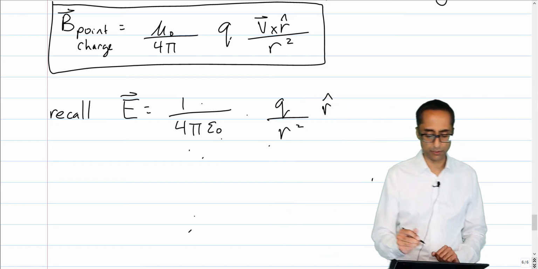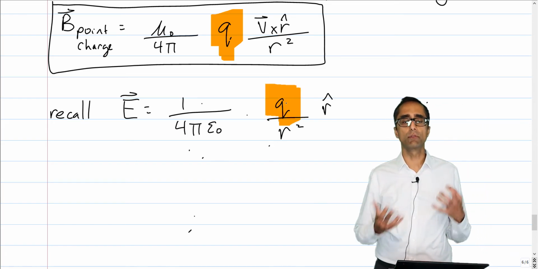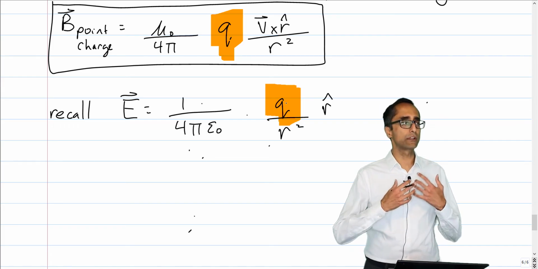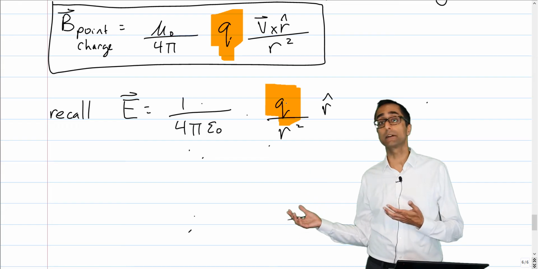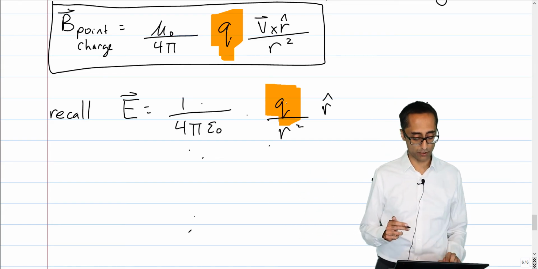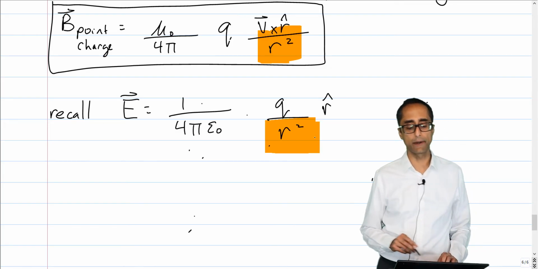All right, let's look at the next term. We've got a q here and a q here, obviously equivalent. This is the point charge, the charge of our value. So the only characteristic of the charge that seems to matter for the electric field is just how big the charge is and how far away you are from the charge. Because they both have q and they both have r squared, right?